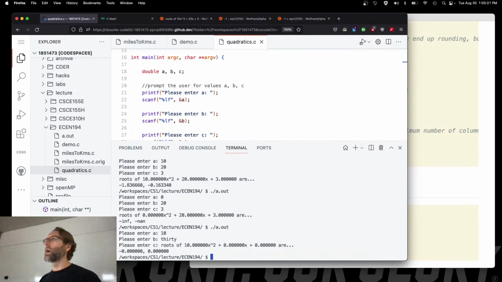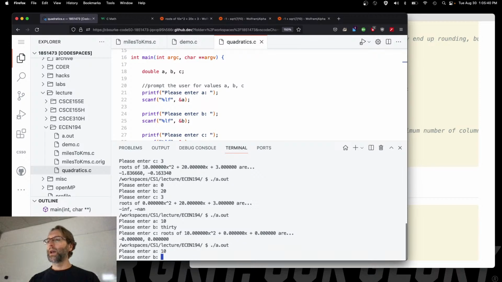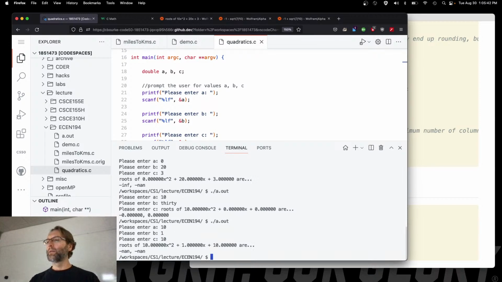Lots of other stuff is going on under the hood. That's why we need to get rid of this interactive input, and that's what we'll do here in a second. But before we do that, let's break it one more time. Try and get a negative number onto the radical. Good. What would that be? All we have to do is make b really small, right? 10, 1, and 10. Not a number, not a number, right? Because we are taking the square root of a negative number.